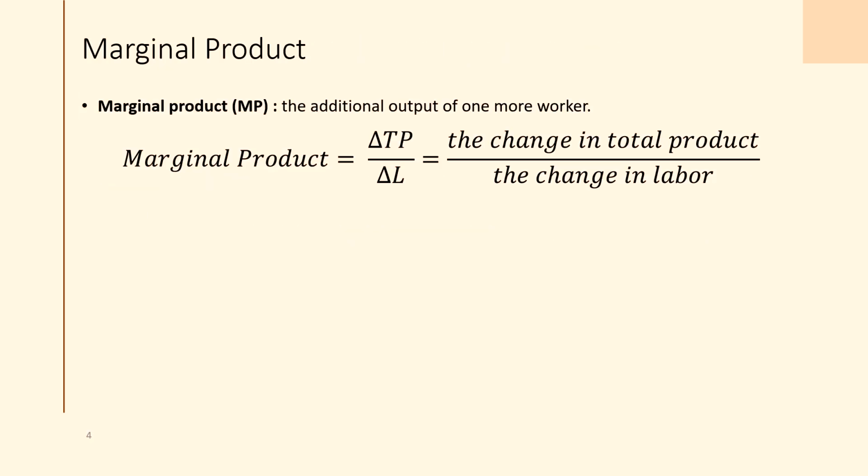Now we introduce an important concept called marginal product. Marginal product is the additional output produced by adding one more worker. It tells us how much extra output we gain when labor increases by 1 unit.